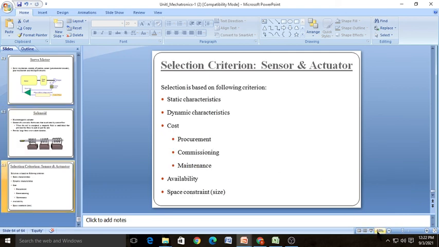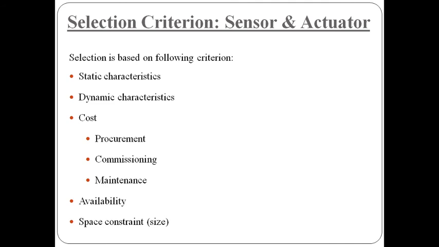Okay, so here we are. The selection criteria of sensors and actuators. The selection is based on the following criteria: static characteristics and dynamic characteristics. We already took the static and dynamic characteristics in the first section.